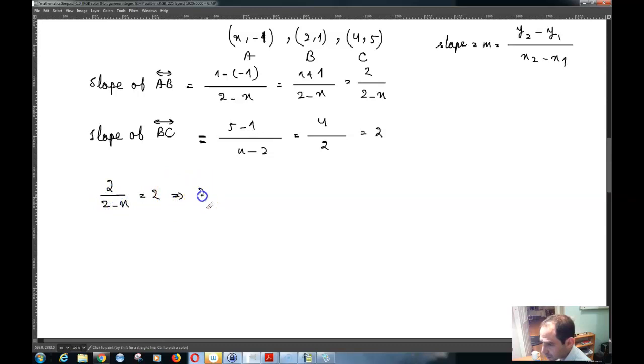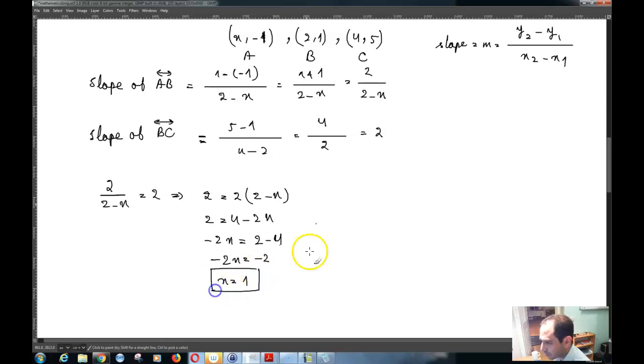Let me write another step here, meaning that 2 is equal to 2 times 2 minus x. 2 is equal to 4 minus 2x. Negative 2x is equal to 2 minus 4, negative 2x is equal to negative 2. X is equal to 1. So that's the value of your x here.